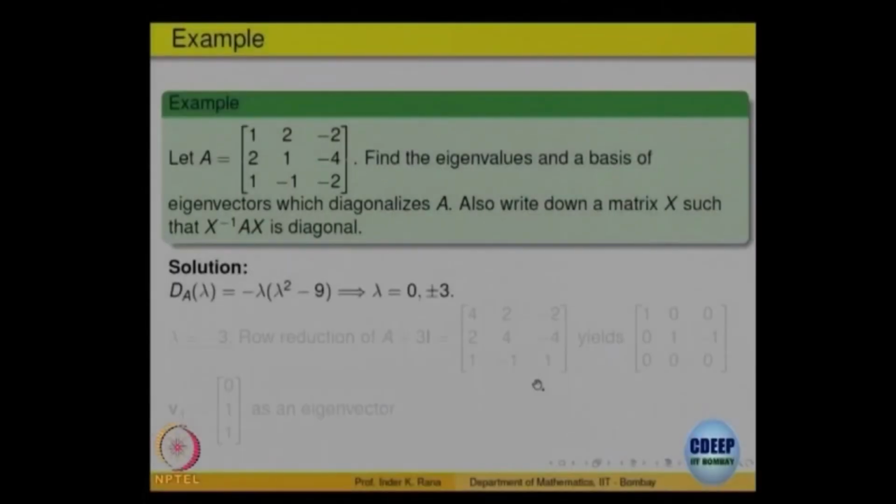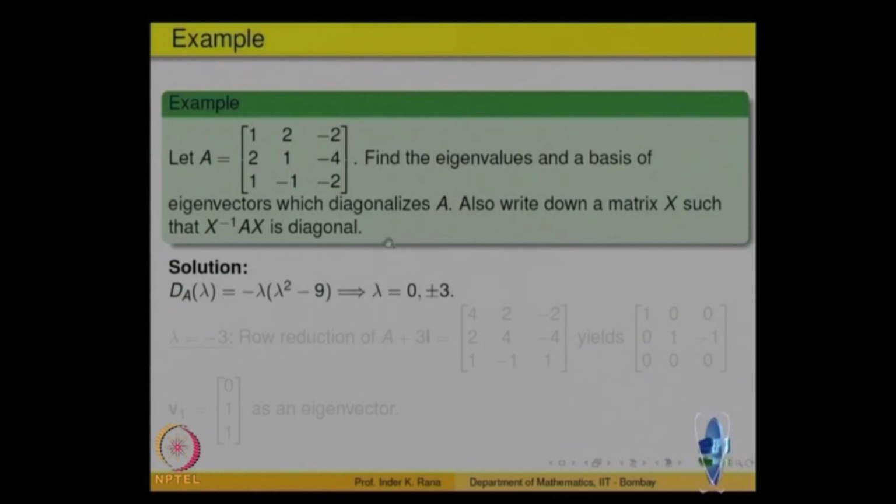So, let us look at one example to completely understand the process. We are given this matrix A. We want to find the eigenvalues and a basis consisting of eigenvectors to diagonalize this matrix A, if possible. So, what is the first step?